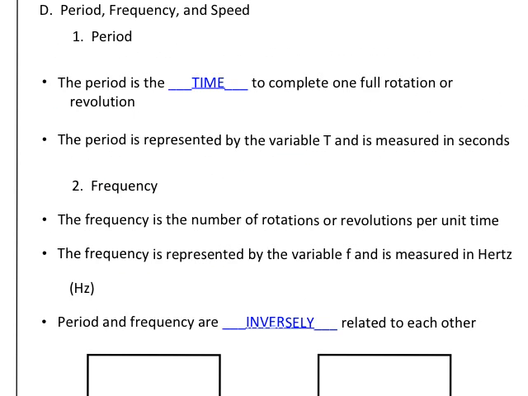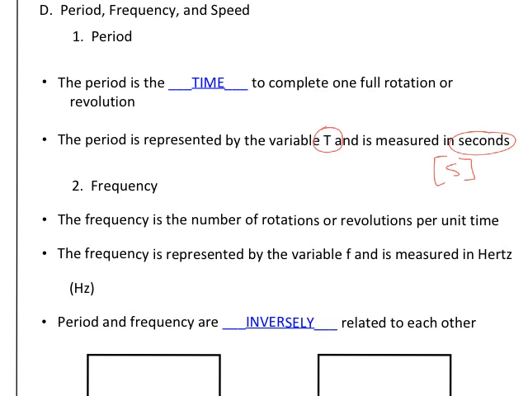Some characteristics we're going to discuss about an object moving in uniform circular motion will be period, frequency, and speed. So we'll do some definitions and equations. The period is the time needed to complete one full rotation or revolution. It's represented by the variable capital T, and it's measured in seconds. So we'll write our units as an s for seconds.